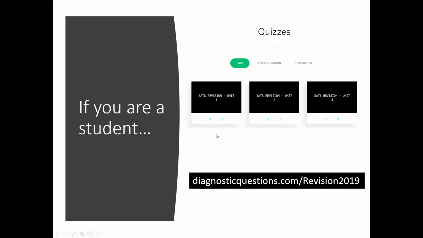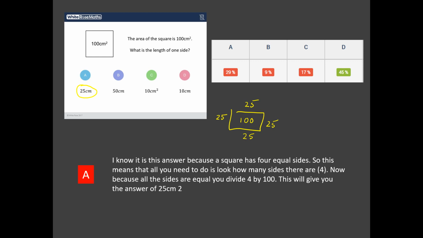Well, let's read one of their explanations. "I know this is the answer because a square has four equal sides." That's a good start. "So this means you need to look at how many sides there are." Four, okay. "And because all the sides are equal, you divide four by 100." Uh-oh. "And this will give you the answer of 25 centimetres." Not quite. I think what they've done here, they've added the sides together. They've worked out the perimeter.